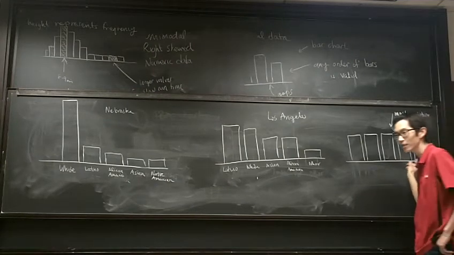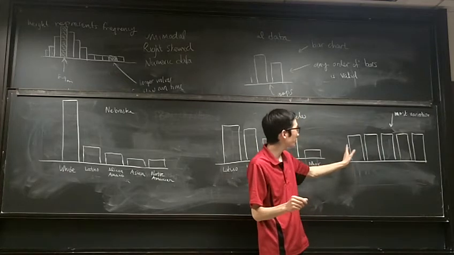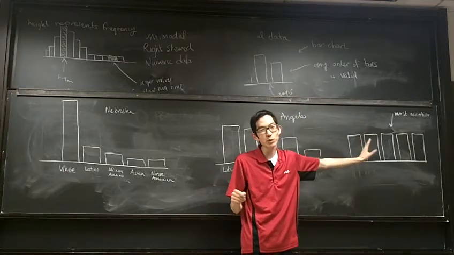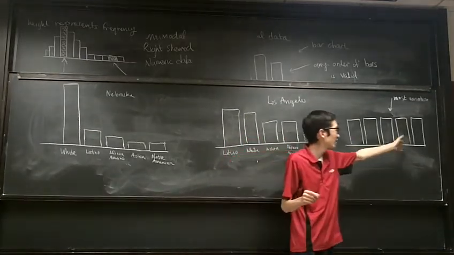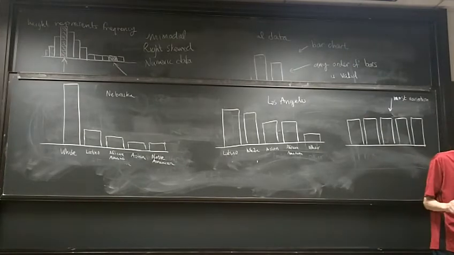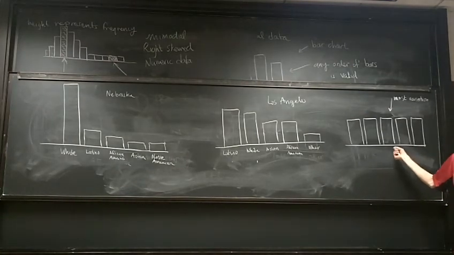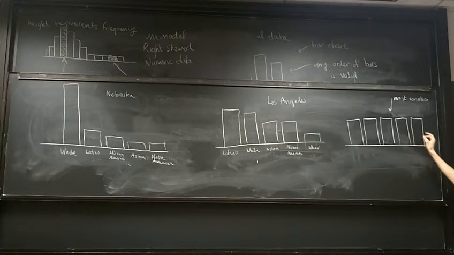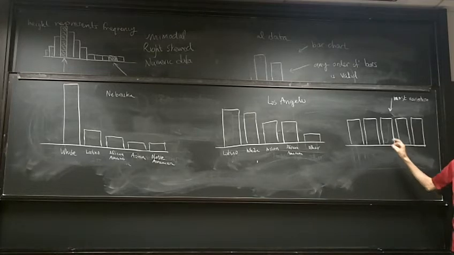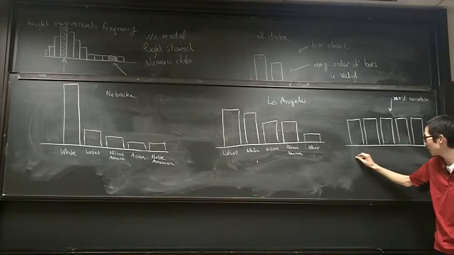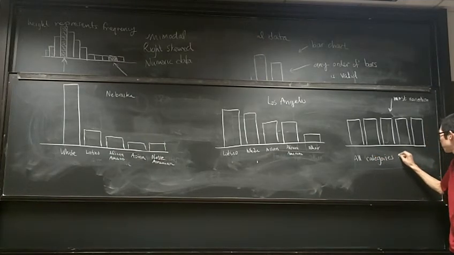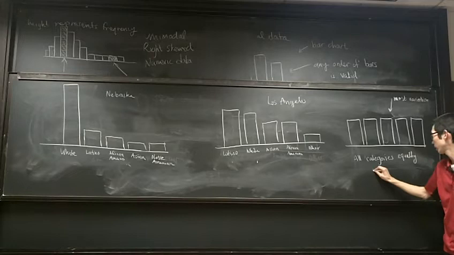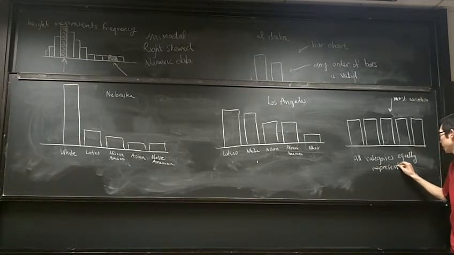All right, and this would be where all of the different races are equally represented, okay? Are equally represented in this situation. So this might be like, I don't know, the United Nations Council or something, right? Some selected committee for promoting racial equality or something like this, right? This is all categories equally represented. Okay, all of them have equal frequency.